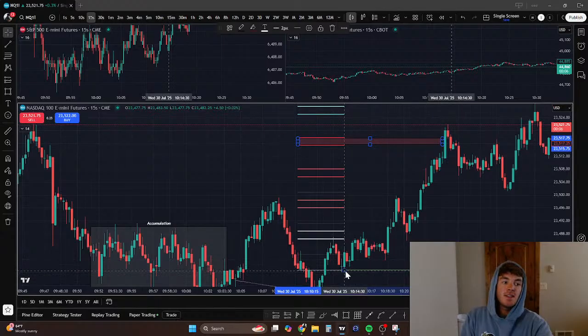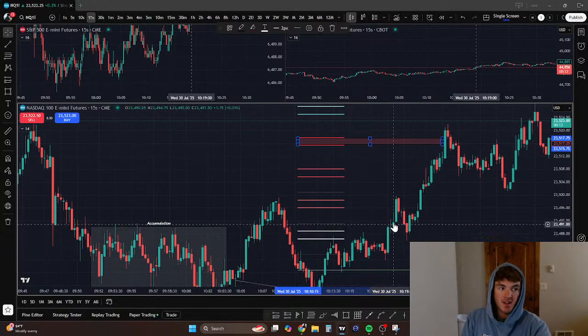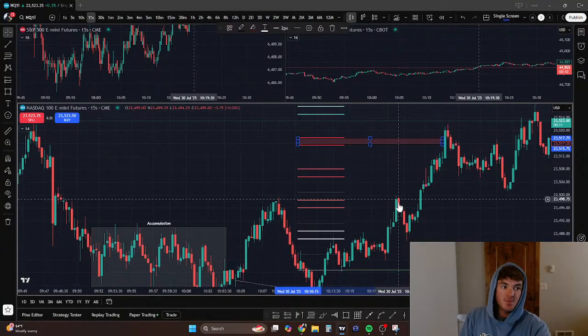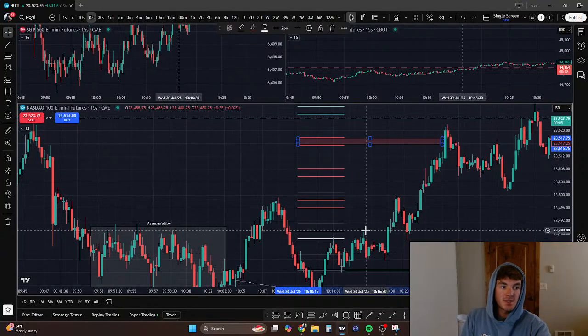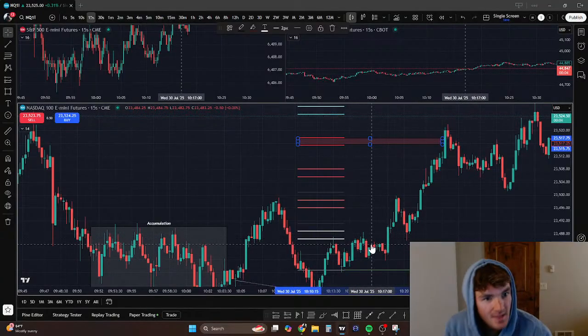I can see smart money's buying here, selling here, selling here, selling here. Like, what is this wick? That is smart money selling into the third standard deviation. What is this? That is smart money selling into the second standard deviation. What is this? Smart money selling into the first standard deviation. Like, I'm not dumb, bro.